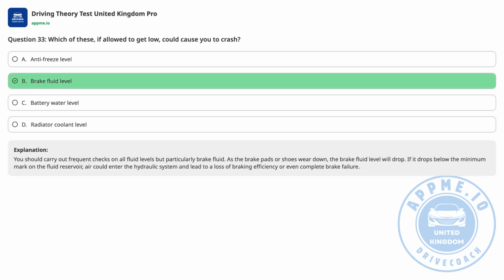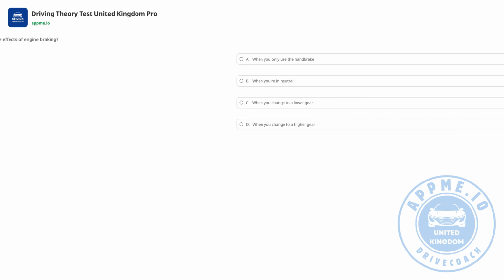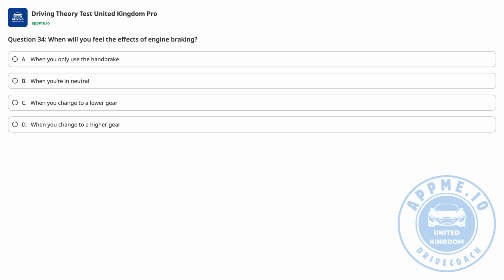The correct answer is B. Question 34. When will you feel the effects of engine braking? A. When you only use the handbrake. B. When you're in neutral. C. When you change to a lower gear. D. When you change to a higher gear.